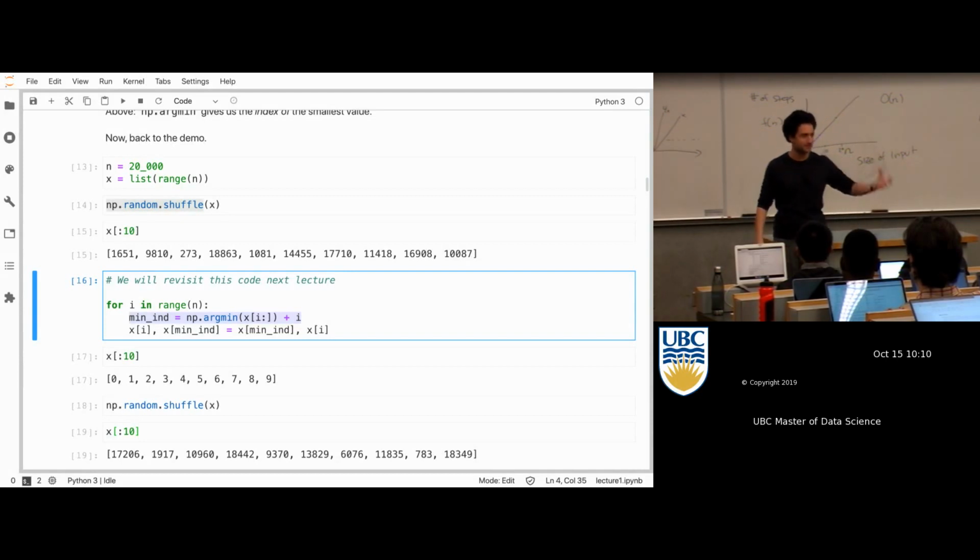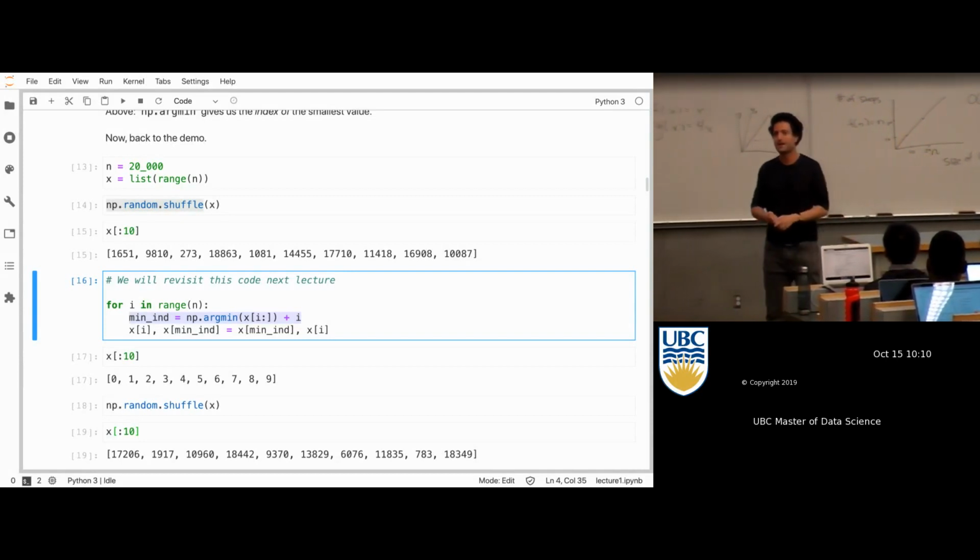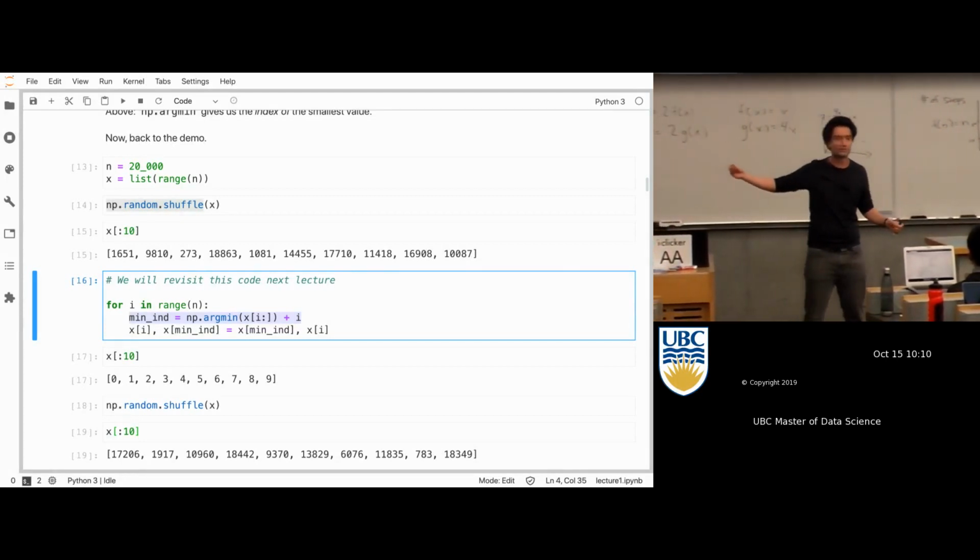Is this the smallest one? No. Is this the smallest one? It has to look through all of them and keep track of which one was the smallest.